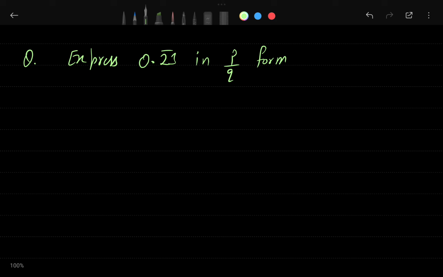So this is our second question, and here we need to express 0.23 bar in the p by q form. So again we will first check whether it's pure recurring or mixed recurring. This is pure recurring, since there are only two digits after the decimal and both the digits are being repeated. So I will write this equal to x. So 0.23 bar equals x, and this means that x is the p by q representation of 0.23 bar.